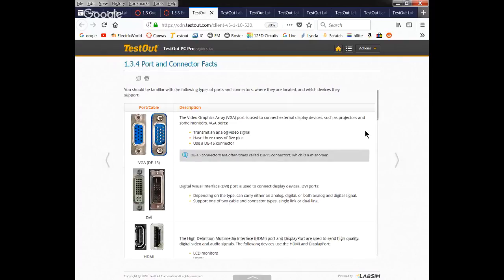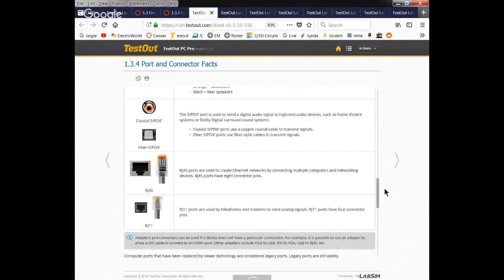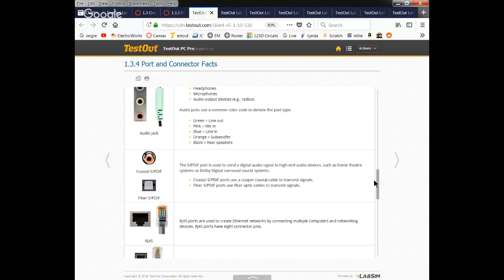So there's an overview of this on there. It's 1.3.4. It shows all the different ports, shows pictures of them, and describes them. So there's an overview of the different connectors, summarizing what she's telling you there.